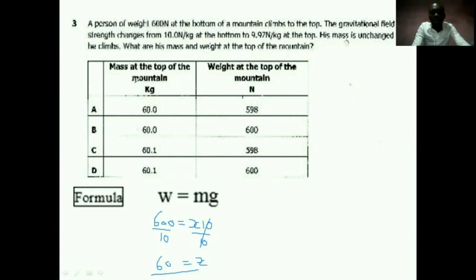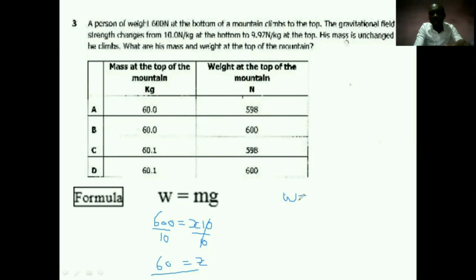We must understand one thing. The mass at the bottom will be the same as the mass at the top of the mountain. Mass remains the same everywhere. Mass does not change, but weight changes. So the weight at the top of the mountain is going to change. The weight at the bottom was 600 Newton, but let's calculate what the weight is going to be at the top of the mountain.